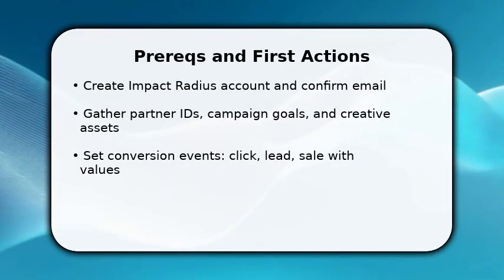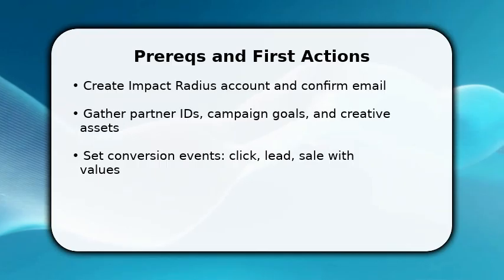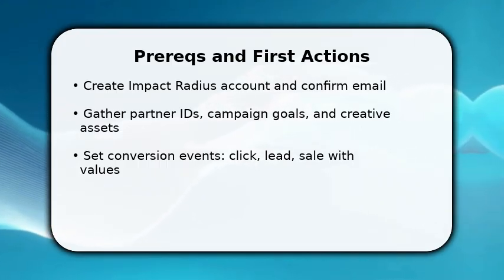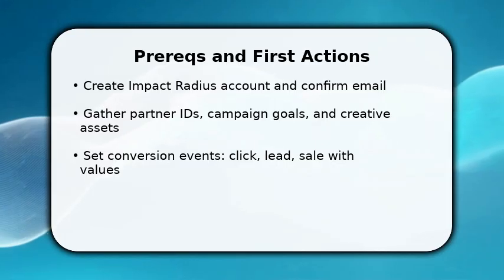You should start by verifying your account and preparing the essentials so you can act immediately. Once done, add a new advertiser and enter partner ID. This links tracking to your partners. Make sure to define campaign goals and upload creatives so tags map correctly. You're doing this now to avoid backtracking later.